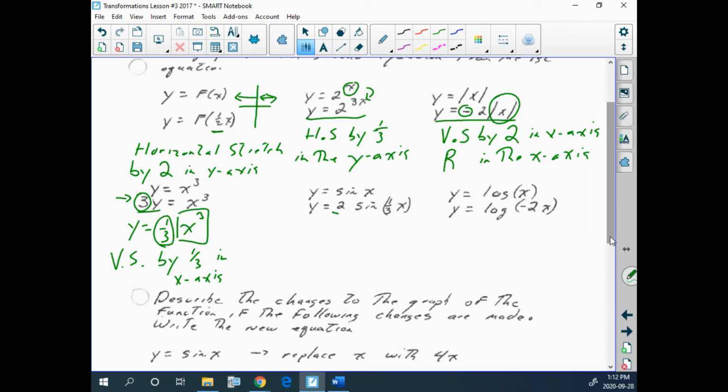Here again, we have 2. We have the number 2 outside the function, and we replace the x with 1/3 x. So a vertical stretch by 2.